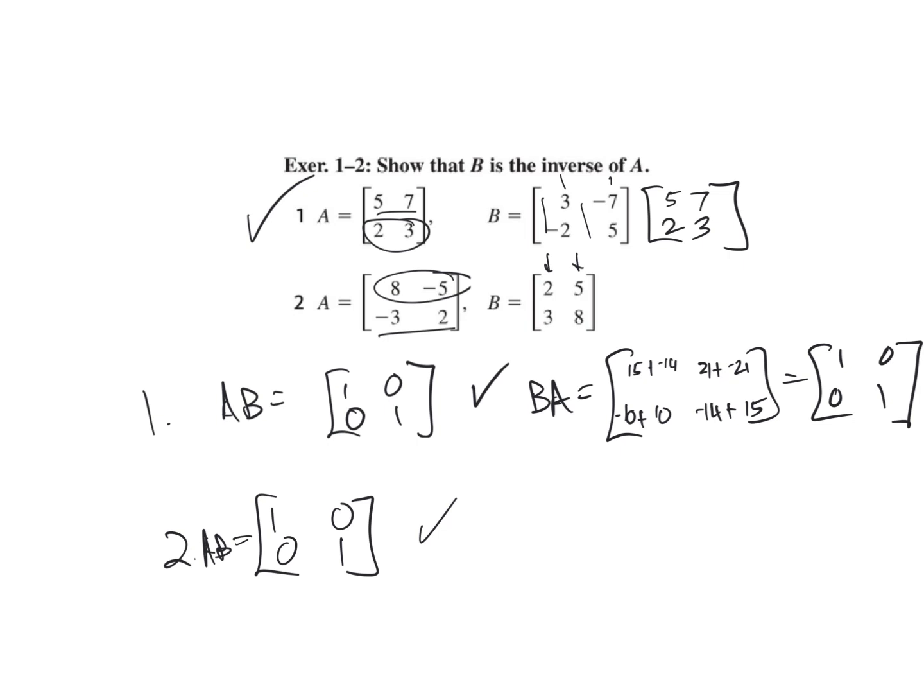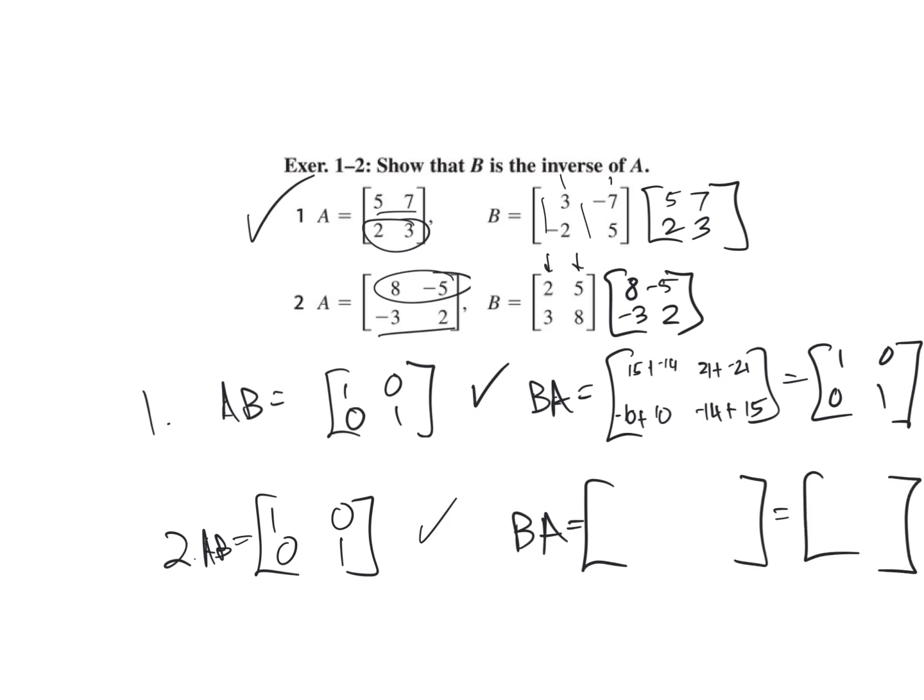All right, so number 2, let's put A here. And we get 8 and negative 5 and negative 3 and 2. And now let's do B times A. All right. Let's see what we get. 2 times 8 is 16 plus negative 15. That gives us 1. And negative 10 plus 10 gives us 0. And 24 plus negative 24 gives us 0. And then we get negative 15 plus 16 is 1. So yes, 1 and 2 are both inverses of each other.